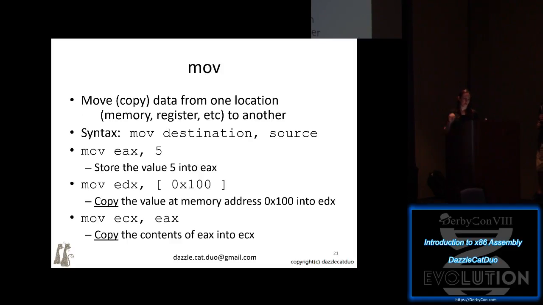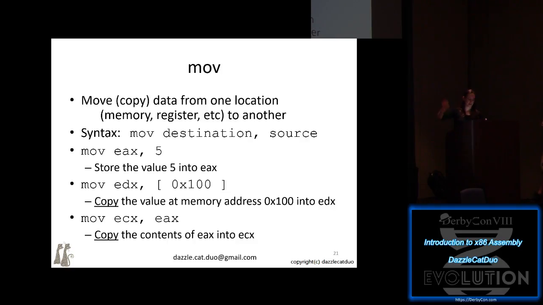So the most important instruction is the move instruction. And despite being called move, it actually makes a copy. It does not move data. The way it works is move, then destination, source. This is the biggest difference between Intel and AT&T syntax. AT&T has source and destination flipped. So if you're looking at AT&T syntax, everything is in reverse order from Intel. The Intel syntax is destination, source.